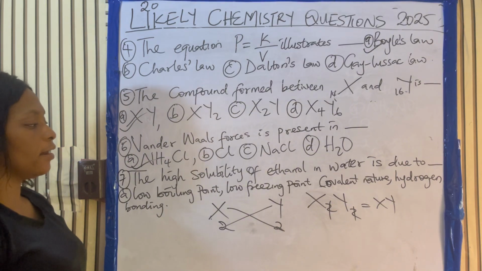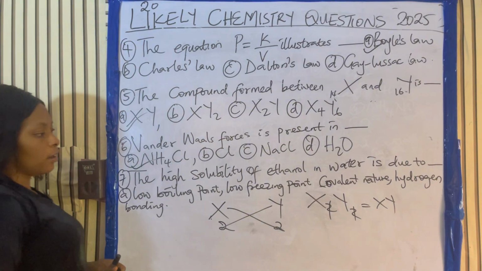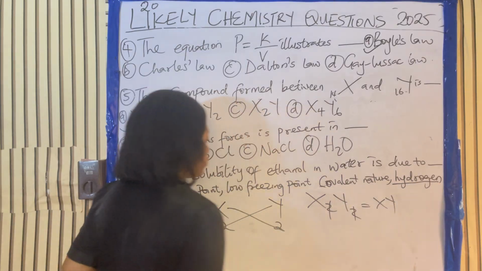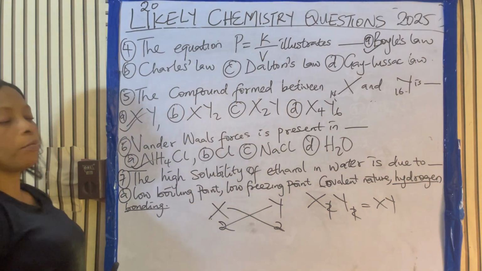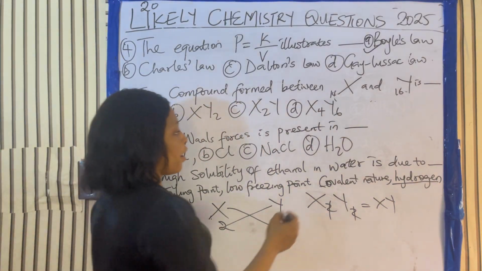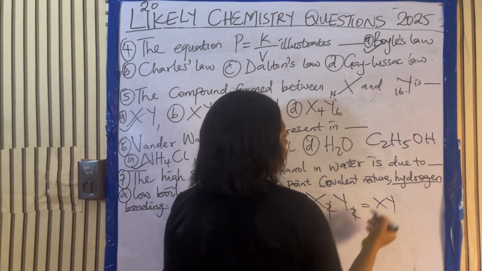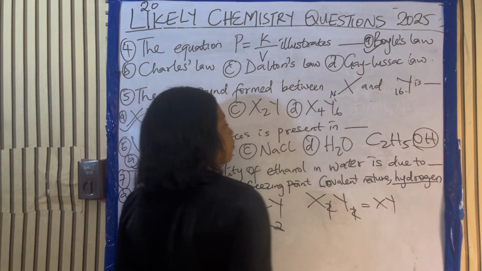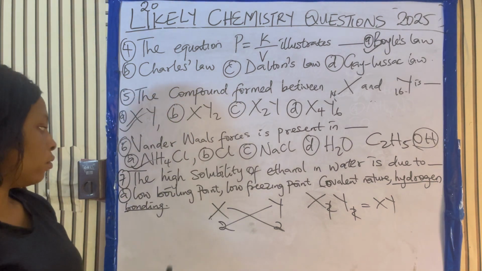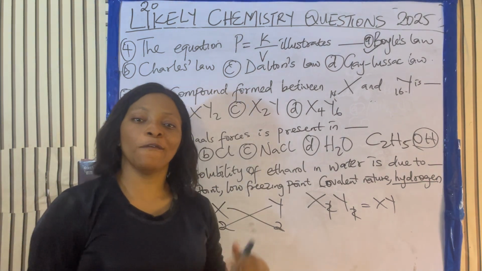The high solubility of ethanol in water is due to its dash: low boiling point, low freezing point, covalent nature, hydrogen bonding. It is due to the hydrogen bond. Ethanol is soluble in water because of hydrogen bonding. This is ethanol, so there is a hydrogen bond in the OH group. That is what gives ethanol its solubility in water.